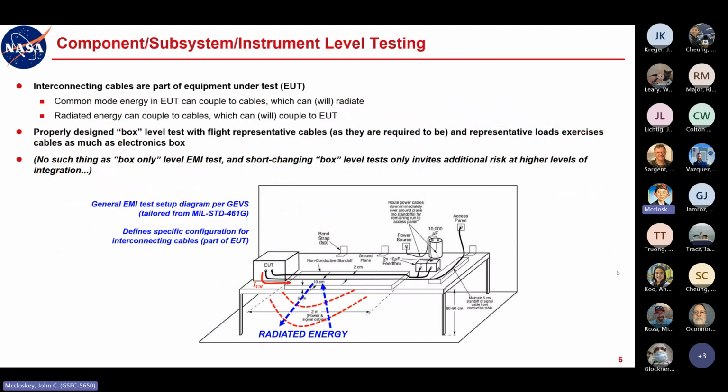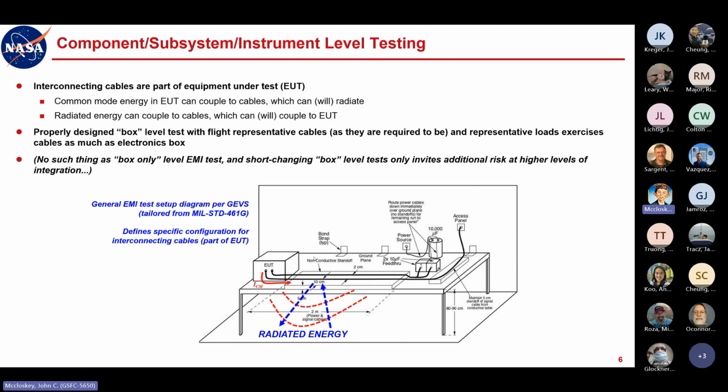It's very explicitly stated in the mill standard. So reviewing a few things here, we can go through this pretty quickly. I covered this in the overview section, but interconnecting cables, again, are part of the EUT, and a properly designed box level test uses flight representative cables, as they're required to be, and representative loads, which exercises the cables as much as the electronic box.